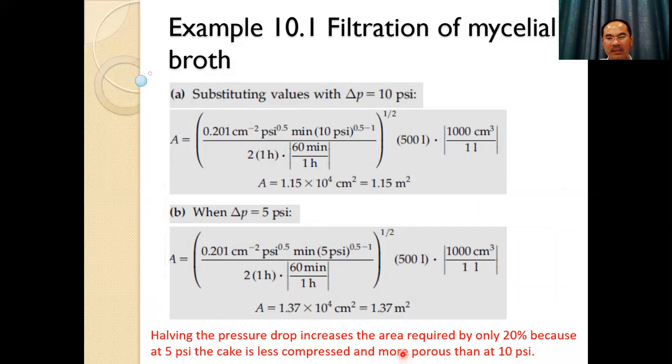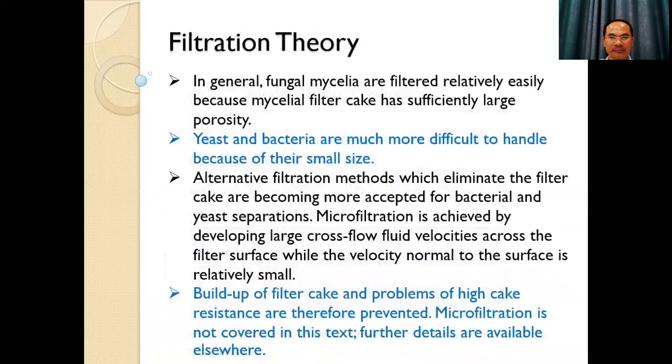For this case, we can conclude that the pressure drop increased the area required by only 20%, because at 5 psi the cake is less compressed and more porous than at 10 psi. Because at 10 psi we need only 1.15 square meter, and if we reduce the pressure, we need a higher area. This is the effect. And also for this example, we show you how to scale up. If you know the lab scale information, you can use it to design the large scale filtration.